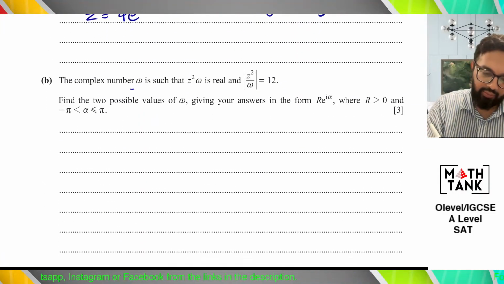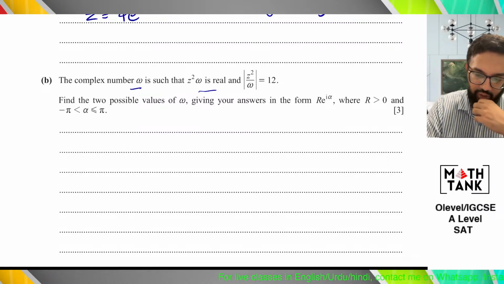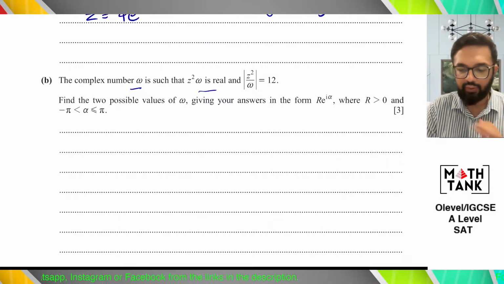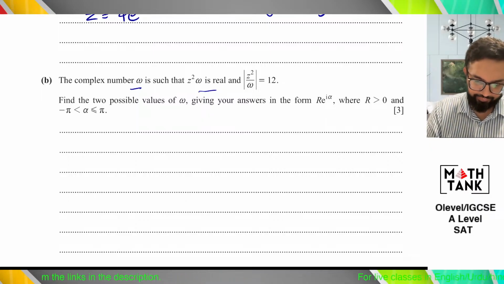So get the complex number w such that z square over w is real, and z square into w is real, and z square over w has some modulus of 12. Find the two possible values of w, giving your answer in the form r e^(iθ), where r is greater than 0 and alpha is between minus pi and pi.